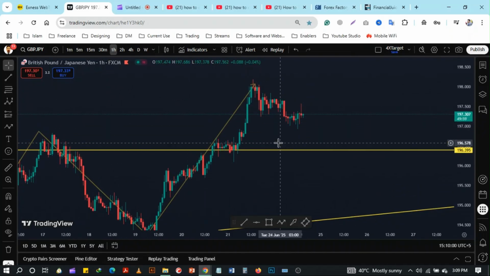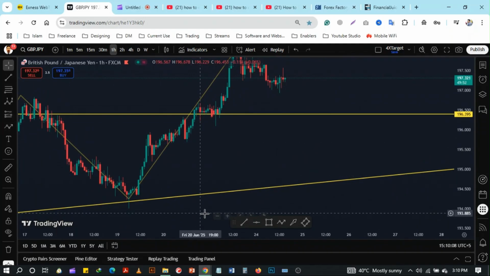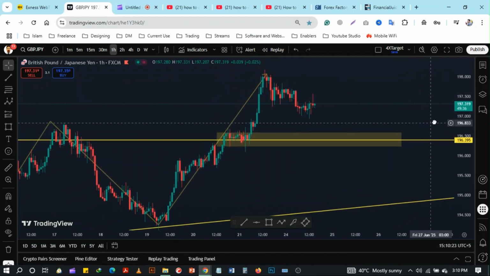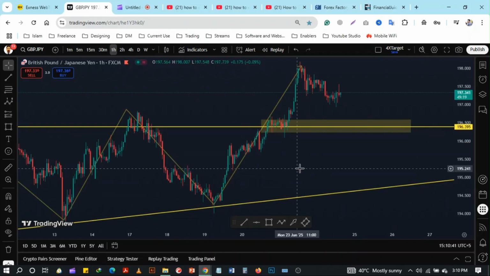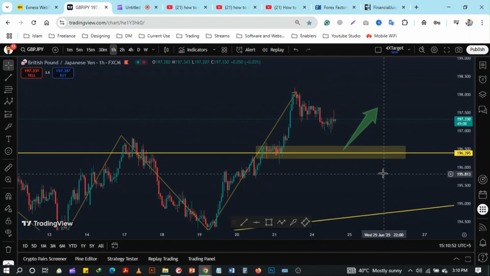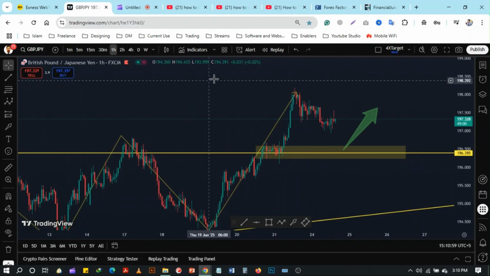We will wait for the price to return to the 196.395 level and look for confirmation signals before entering a buy trade. Confirmations may include bullish candlestick patterns, for example bullish engulfing, hammer on the M30 or H1 timeframe. Chart patterns like double bottom or bullish flag. Strong rejection wicks or volume spikes from the support area.